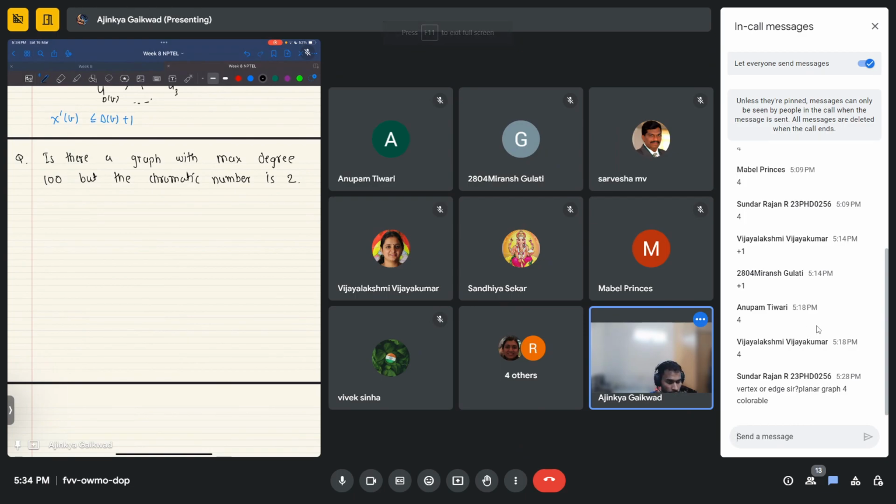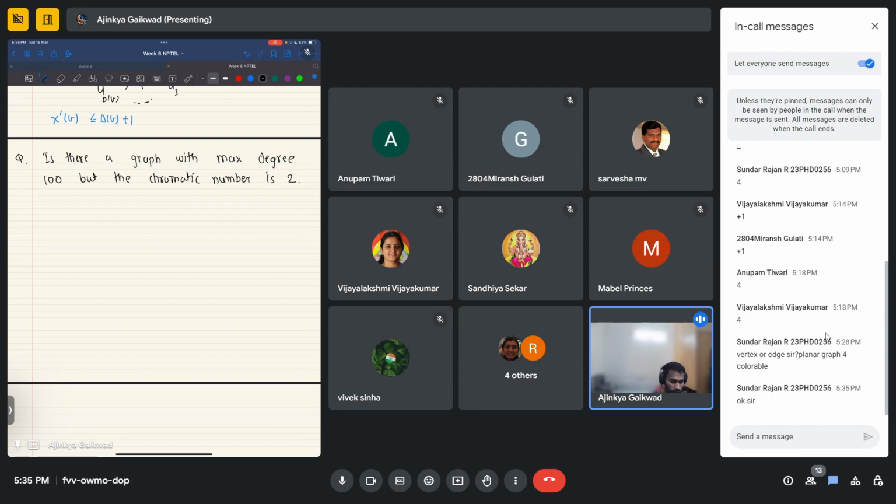There's a question in the chat: vertex or edge, sir? Planar graph four colorable. It is vertex coloring. When I say a planar graph is four colorable, I mean vertex colorable. Whenever we say four colorable or three colorable, we mean vertex coloring. If we mention three edge colorable or two edge colorable, then I'm talking about edge coloring. So this is a theorem that says a planar graph is always four colorable.